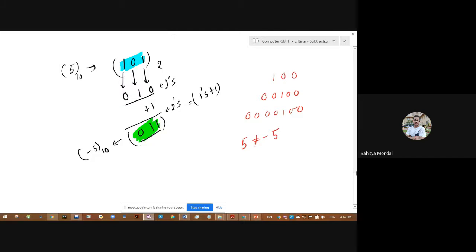As of now, you only need to know the gist of this class. One's complement means toggling the bits. Two's complement means one's complement plus 1. This thing is required for tomorrow to discuss subtraction.